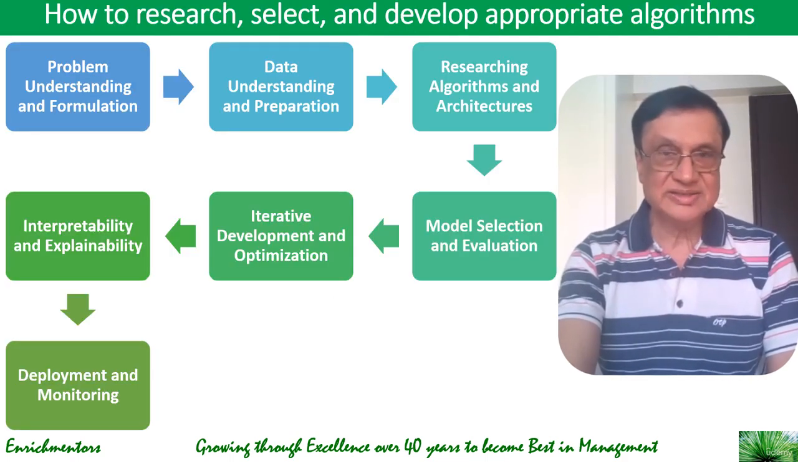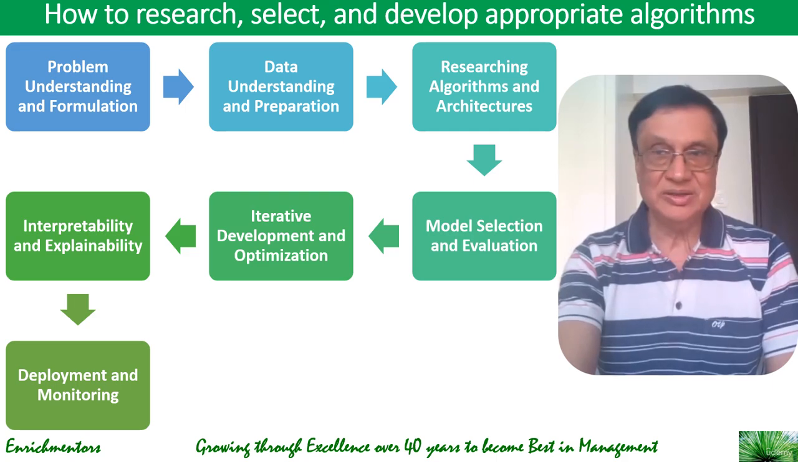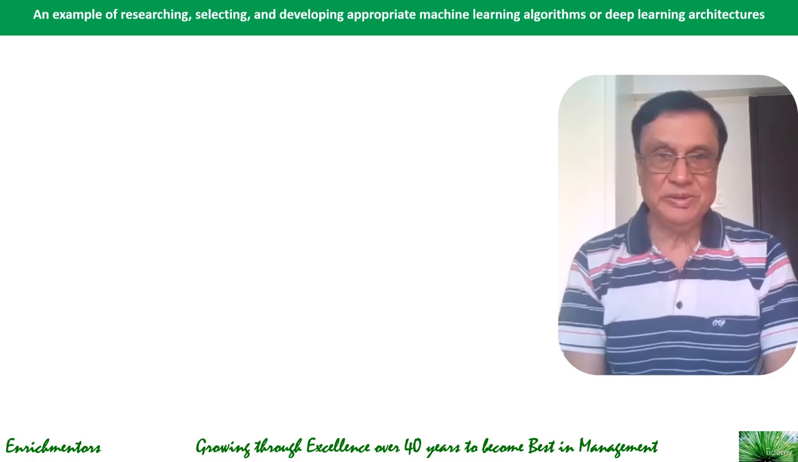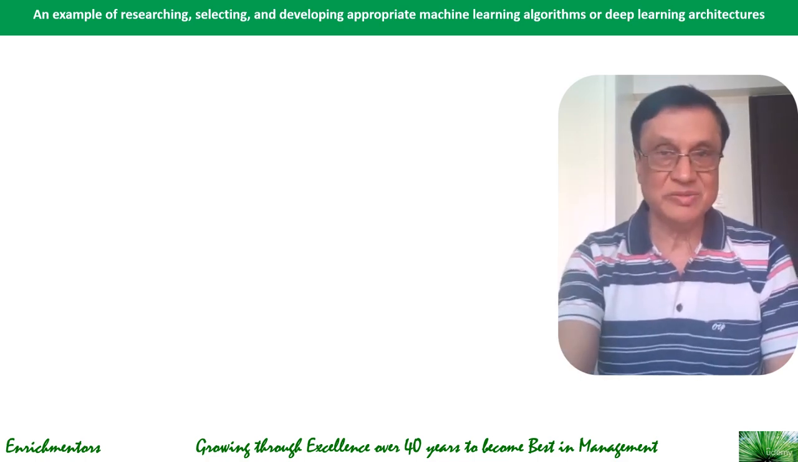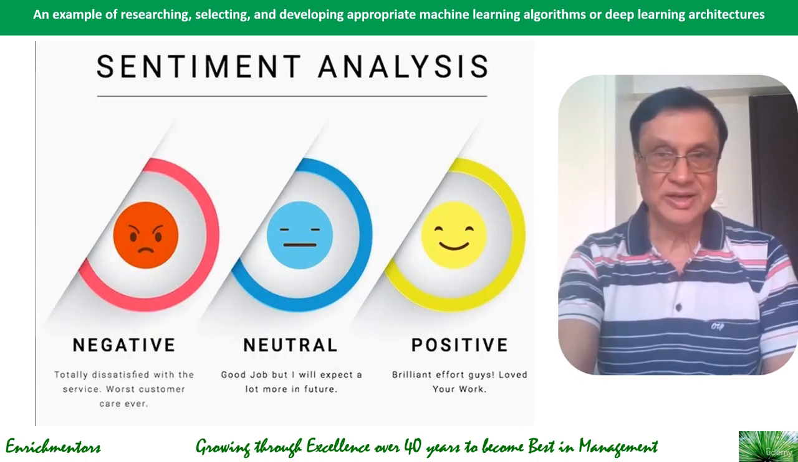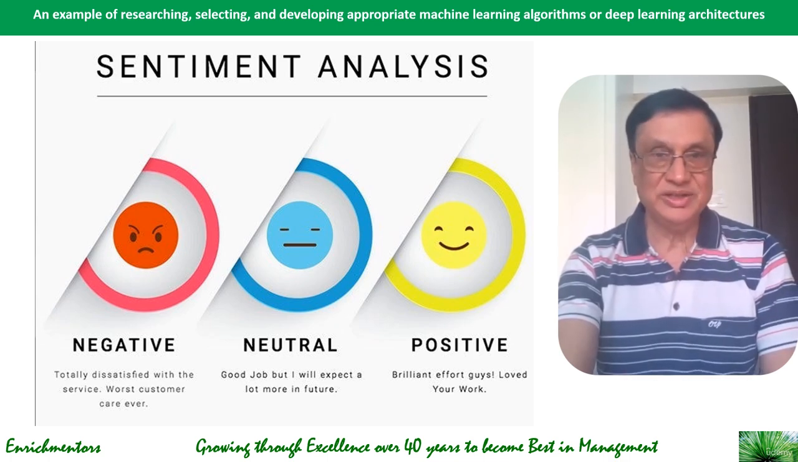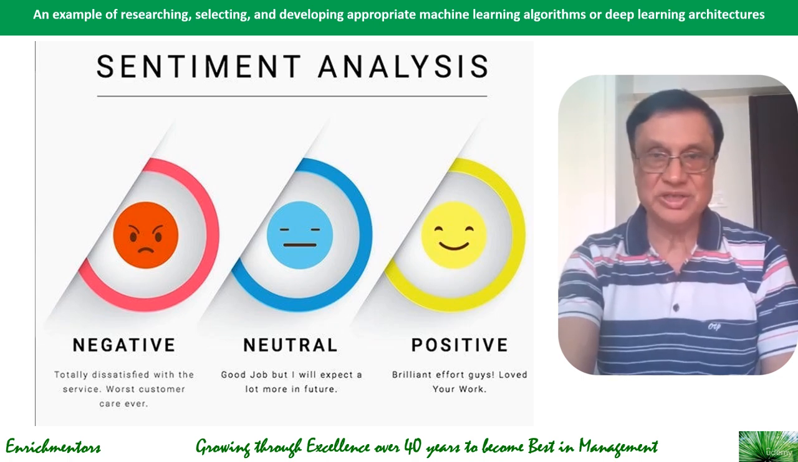So let us look at this example of researching, selecting and developing these machine learning algorithms based on the problem at hand and the available data. This is an example where the team was working on a project to develop a system for sentiment analysis for customer reviews of a retail company, right? And how they went about doing the research, how they selected and developed appropriate machine learning algorithms. Let's take a look at this problem and the data that is available.